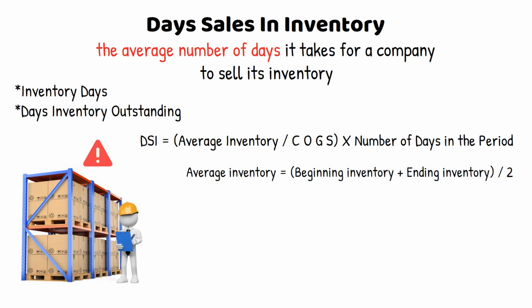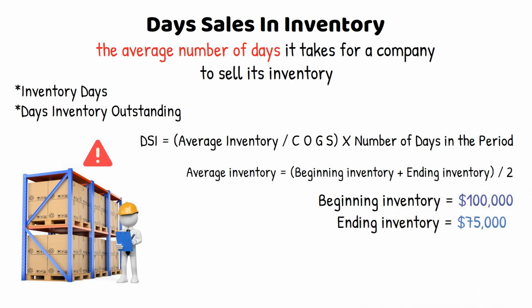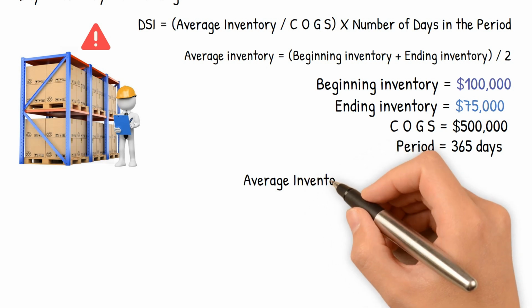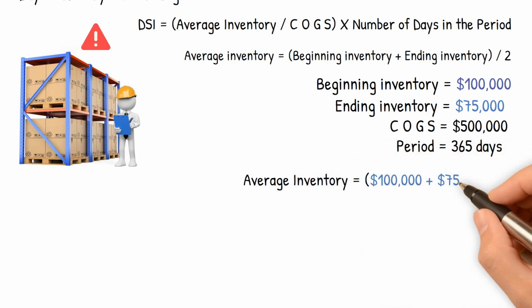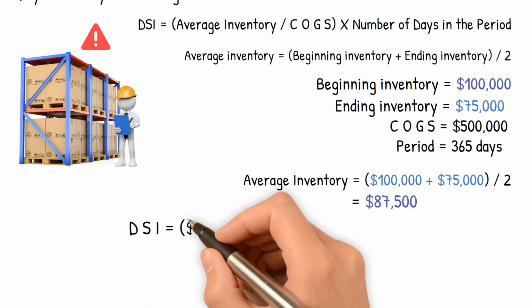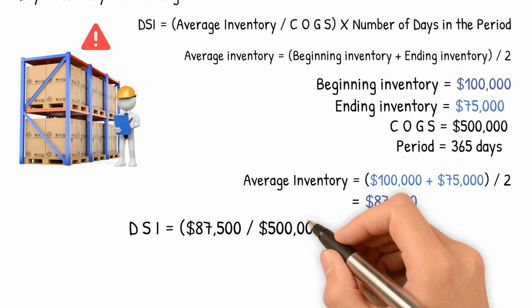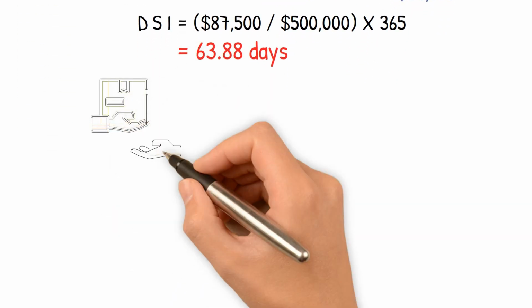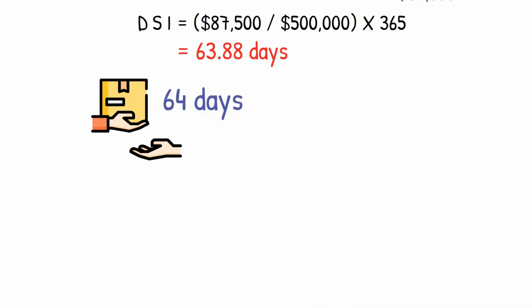For example, if a company had a beginning inventory of $100,000, an ending inventory of $75,000, and cost of goods sold of $500,000 during 365 days, the DSI would be calculated as average inventory equals $100,000 plus $75,000 divided by 2 equals $87,500. DSI equals $87,500 divided by $500,000 times 365 is equal to 63.88 days. This means that, on average, the company takes about 64 days to sell its inventory.